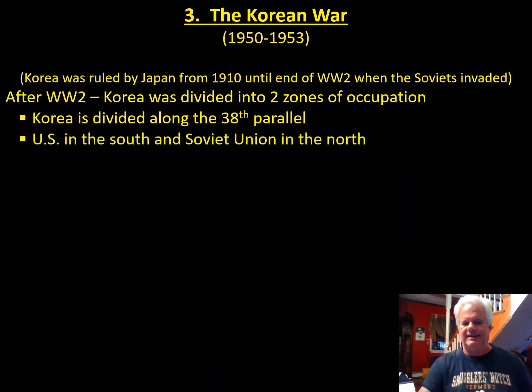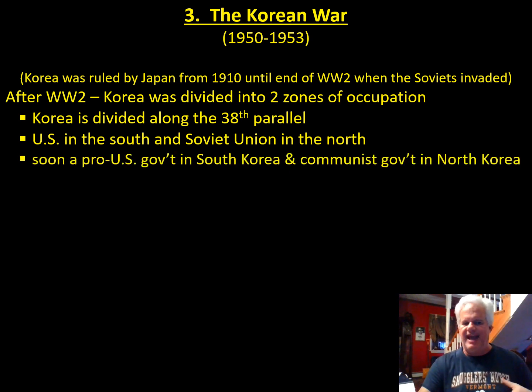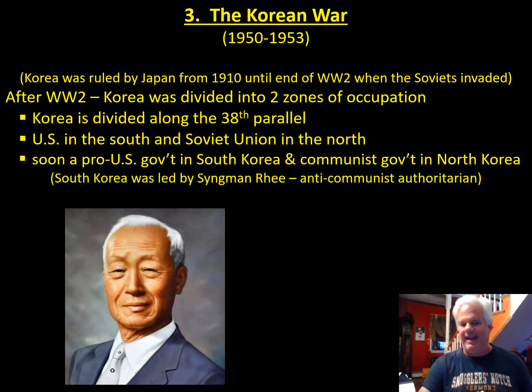Now, since the U.S. is in the south and the Soviet Union is in the north, we're going to see a very pro-U.S. government develop in the south. It was led by a man by the name of Syngman Rhee. He was a real anti-communist authoritarian dictator.